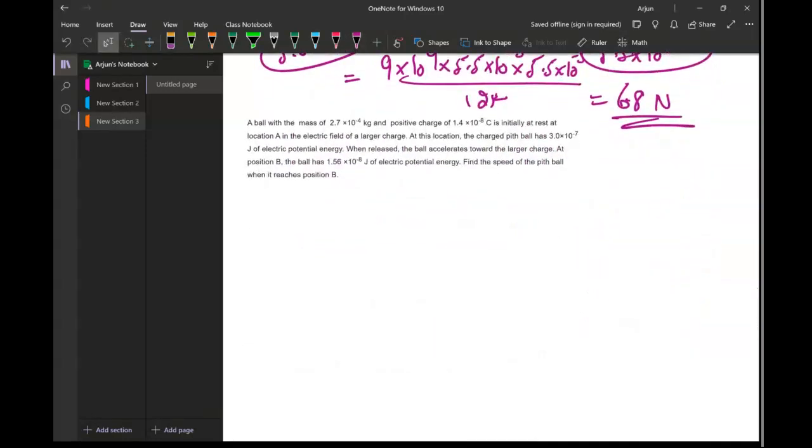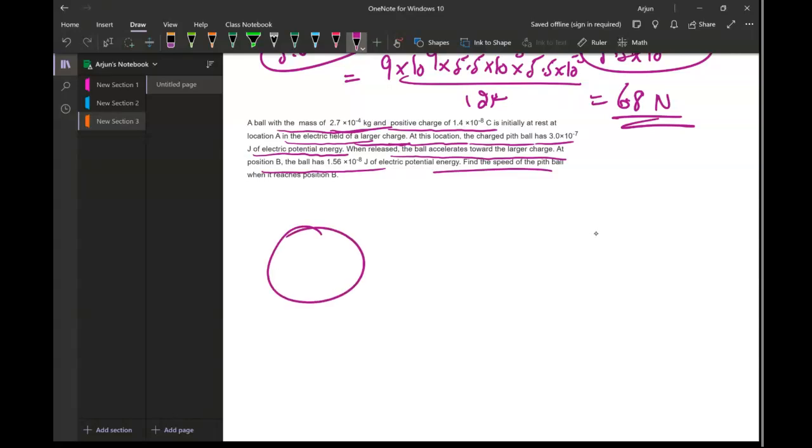All right, let's look into the last question. A ball with a mass of 2.7 times 10 to the negative 4 kg, with a positive charge, initially at rest at location A, is in an electric field of a large charge. At this location, the charged pith ball has 3 times 10 to the negative 7 joules of electric potential energy. When released, the ball accelerates towards the other charge. At position B, it has this much electric potential energy. Find the speed of the pith ball when it reaches position B.